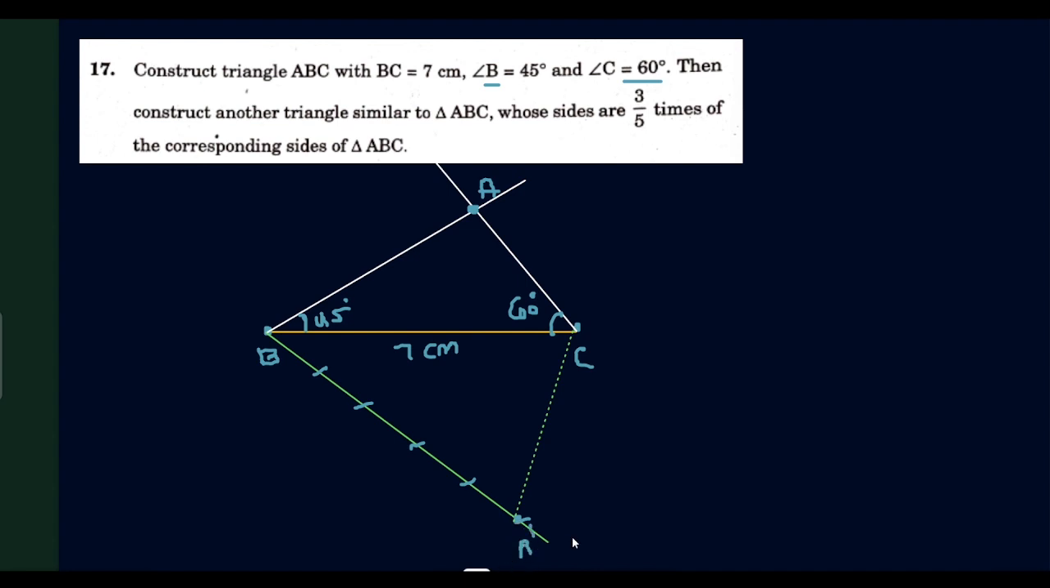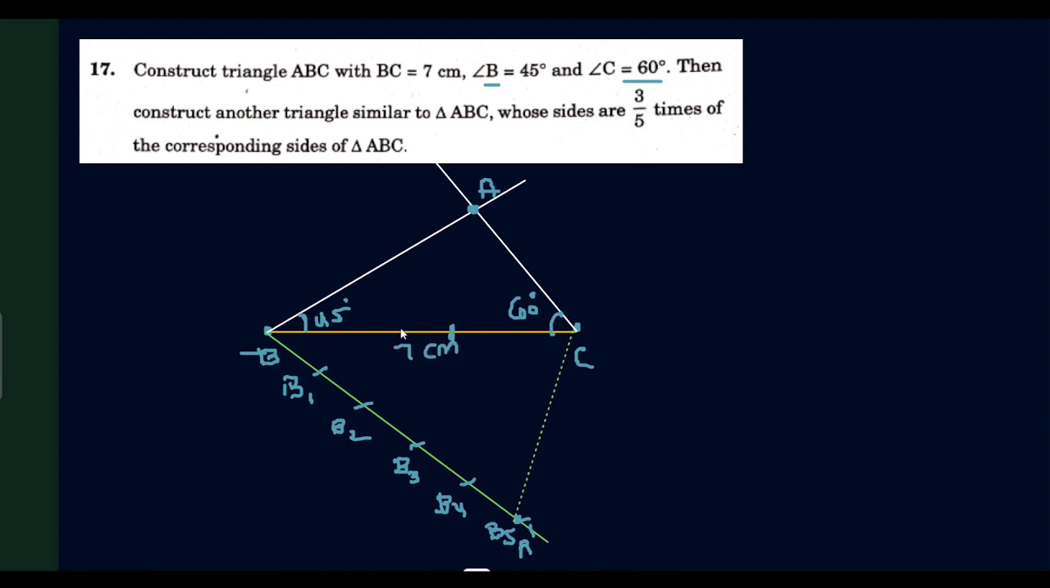Now we need to find a similar triangle, but whose side is 3 by 5 times less, right? So here let's consider that it is B1, B2, B3, B4, B5. Okay. So this is B1, B2, B3, B4, B5. Fine. So now just try to draw a parallel line, okay, which is cutting at this point.